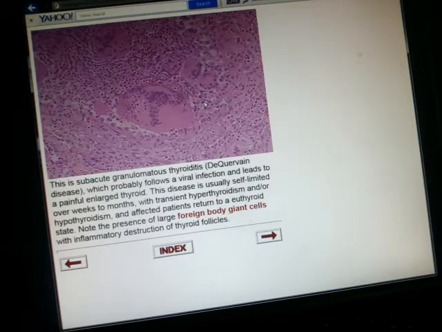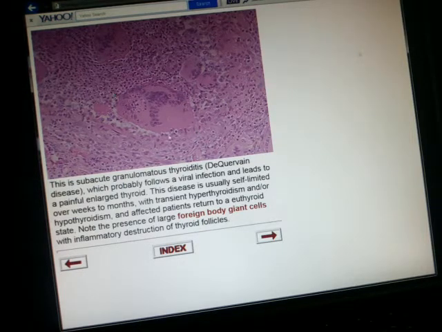In case of Hashimoto's thyroiditis or multinodular goiter, the enlargement is usually painless. It's not associated with pain. But in case of de Quervain disease, the swelling is usually associated with pain on palpation, and it's a self-limited disease, usually over weeks or months following the respiratory tract infection.